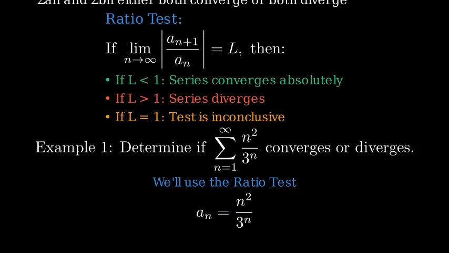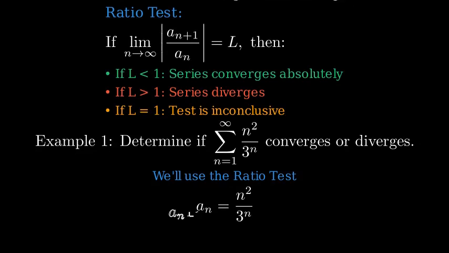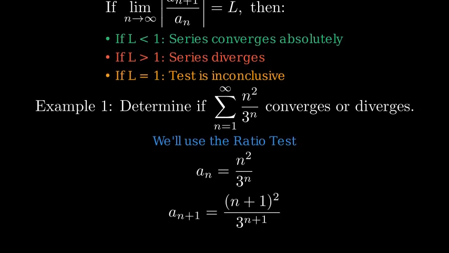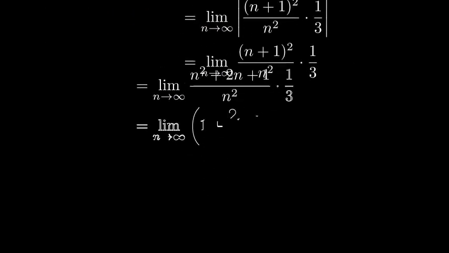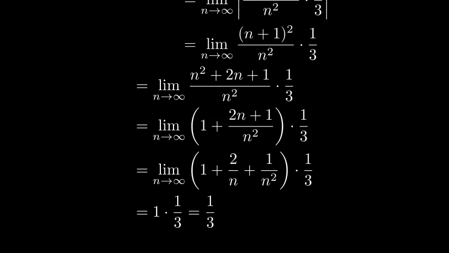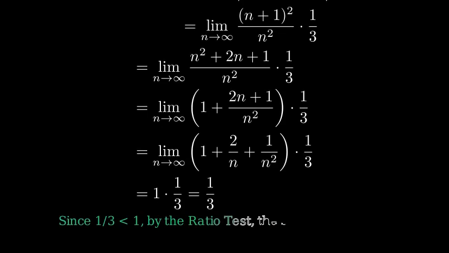First, we define a sub n as n squared over 3 to the power n. Next, we find a sub n plus 1, which is n plus 1 squared over 3 to the power n plus 1. Now we take the ratio and simplify. As n approaches infinity, this ratio approaches 1/3, which is less than 1. Therefore, by the ratio test, the series converges.